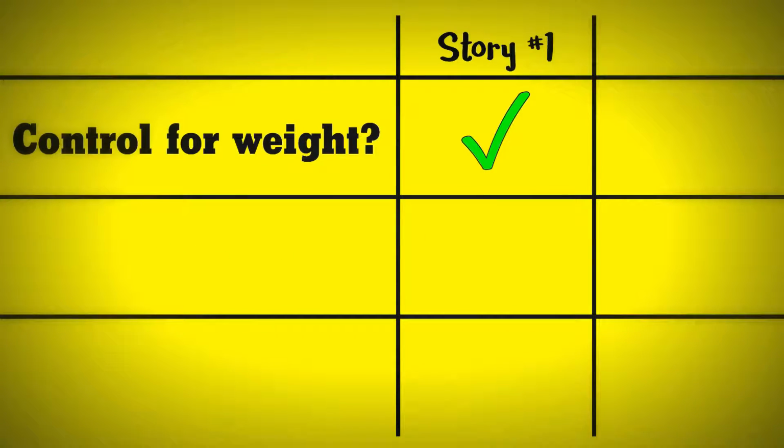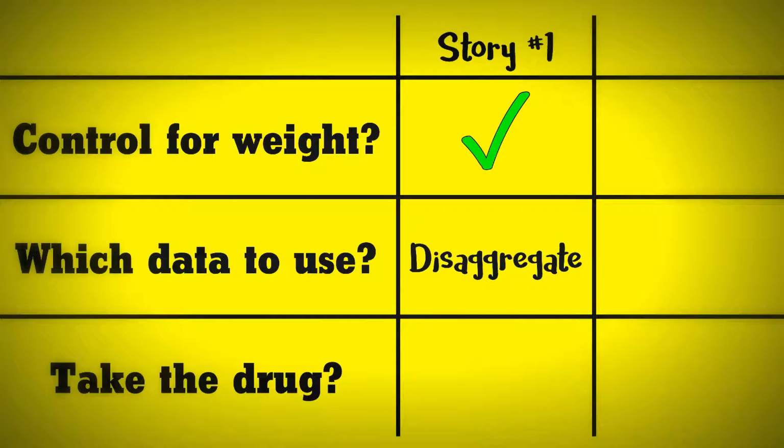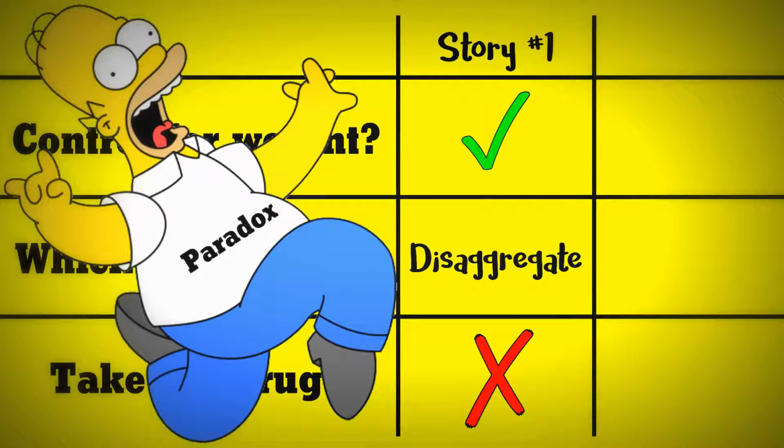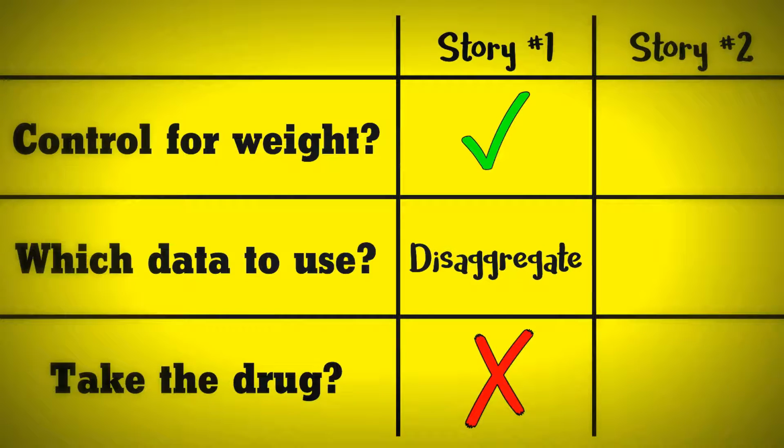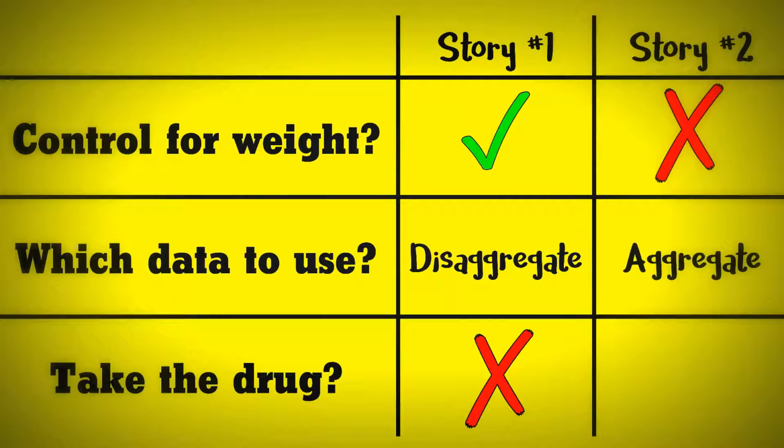In summary, if story 1 is correct, then we should control for weight. We should use the disaggregate data, and patients should not take the drug. From story 1 alone, it is tempting to conclude that whenever we're faced with a Simpson's paradox, we should look at the disaggregate data. But this is not so. We can easily come up with a different but equally plausible story, story 2, in which we should not control for weight. We should use the aggregate data, and patients should take the drug.